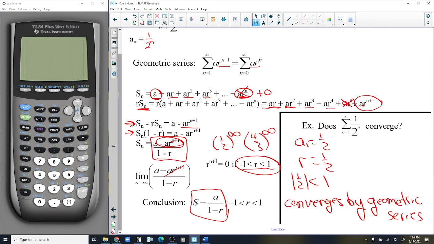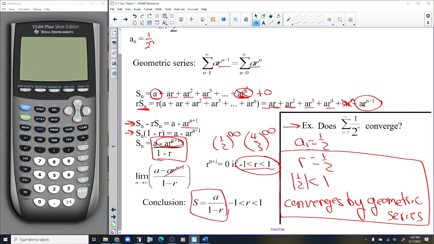Now, if you get this question right here, does this converge, to get full credit, this is what I'd want to see. You don't necessarily need to tell me that a sub 1 is 1/2. That has nothing to do with whether it's going to converge or not. So if you want full credit on a quiz or a test, that's what you would write. Anything short of that will not get you full credit. I want you to know how I grade this stuff. Did I make it clear?